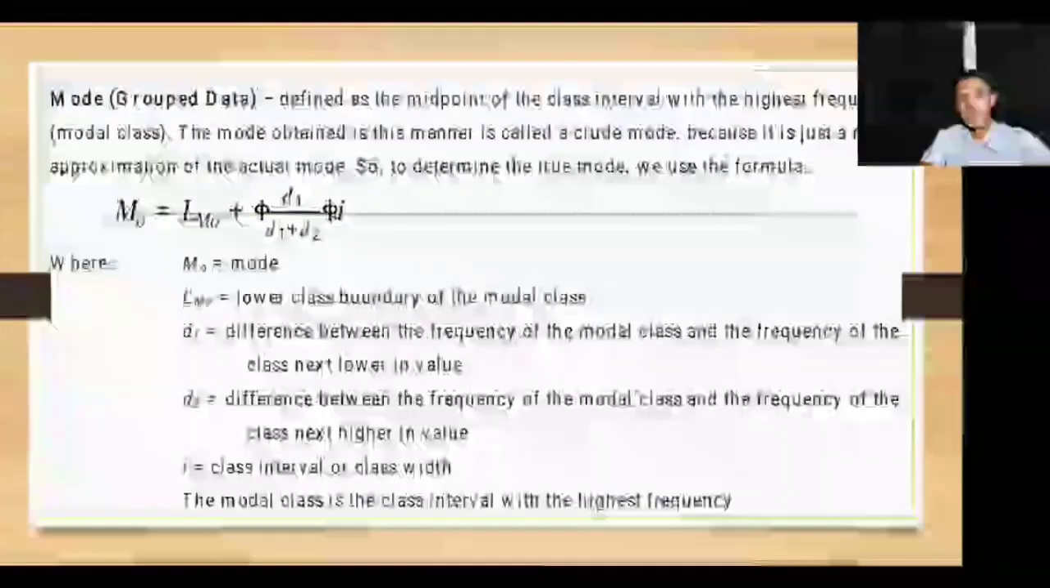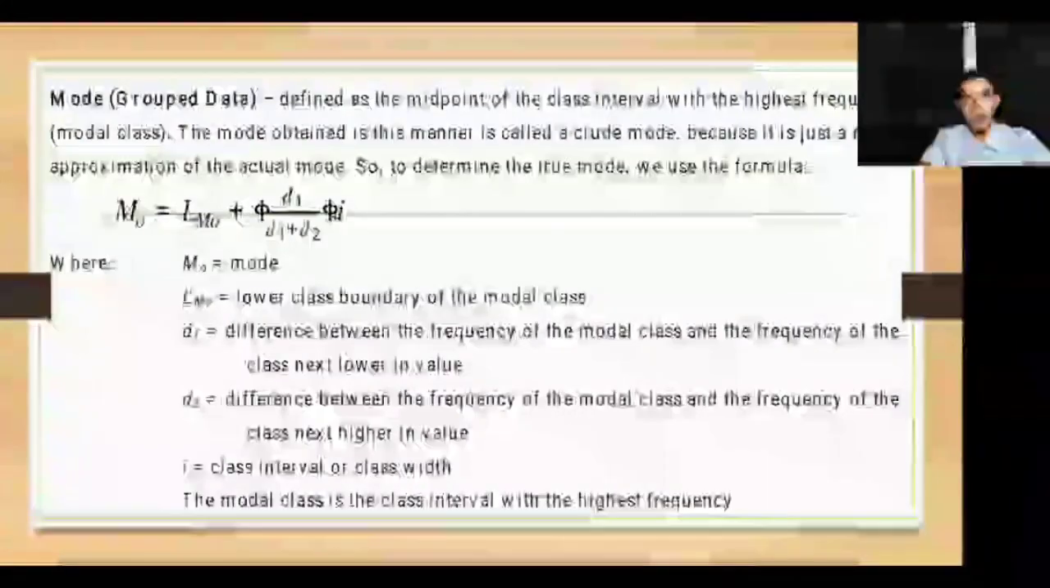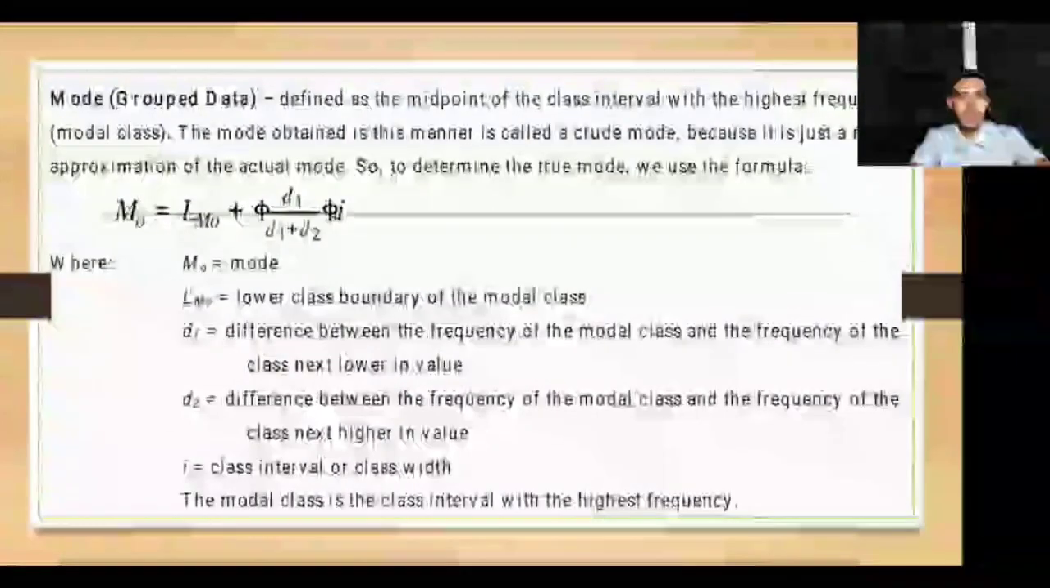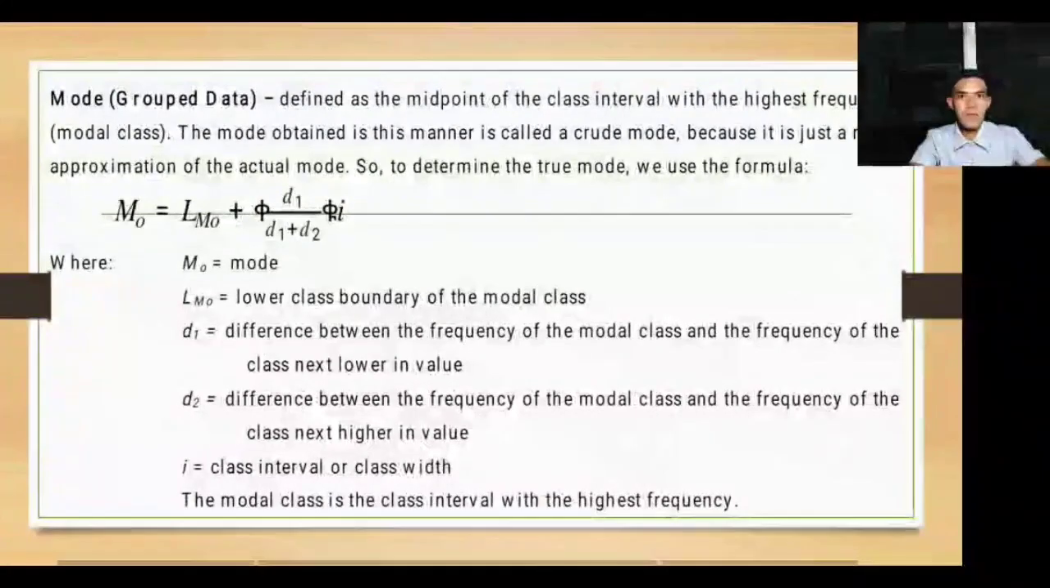So here we have the mode also. Define the mode as the midpoint of the class interval with the highest frequency, or the modal class. The mode obtained in this manner is called the crude mode because it is just an approximation of the actual mode. To determine the true mode, we use the formula: mode equals the lower boundary of the modal class plus d sub 1 over d sub 1 plus d sub 2, multiplied by the class interval.